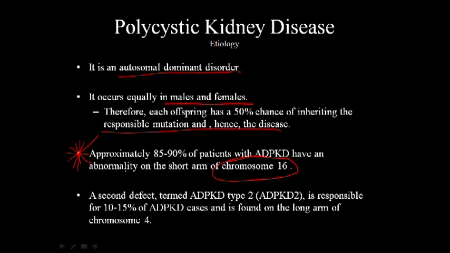However, a second defect, termed ADPKD type 2, is responsible for 10 to 15% of ADPKD cases and is found on the long arm of chromosome 4. So star this as well. Most of the time it's an abnormality on the short arm of chromosome 16, but it can be an abnormality on the long arm of chromosome 4.